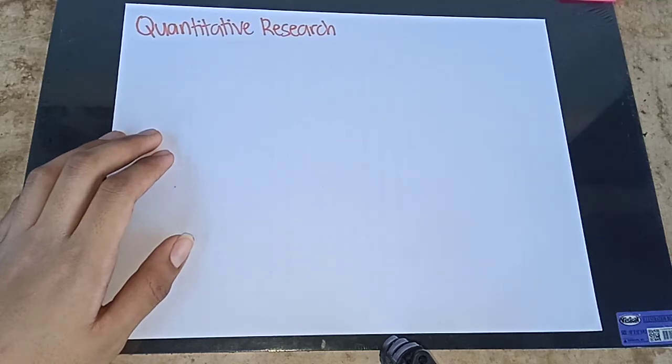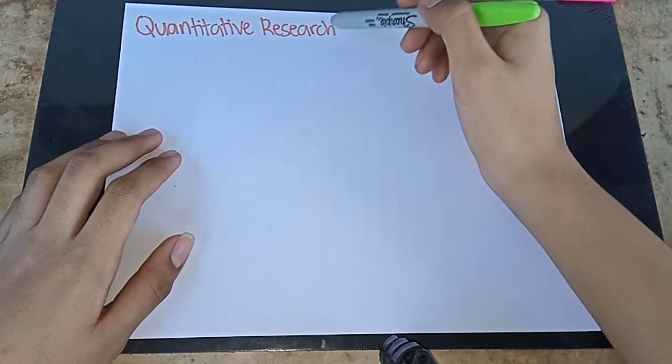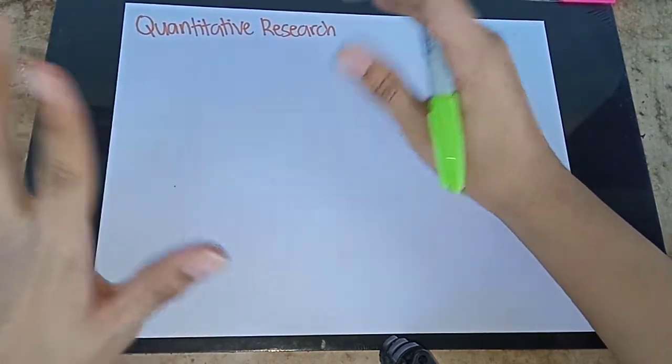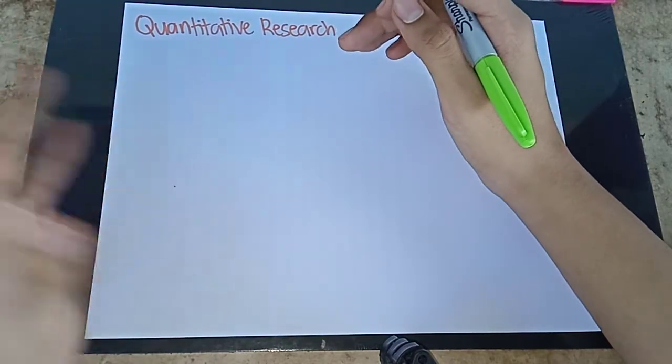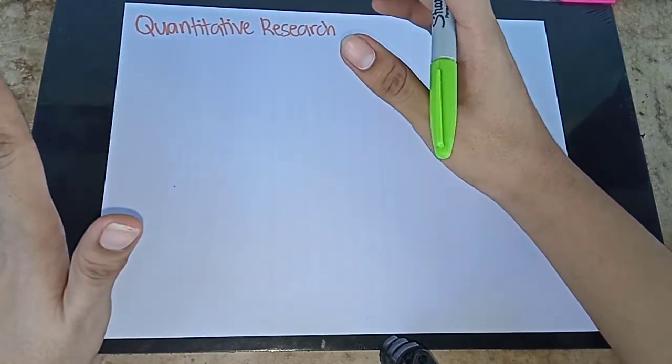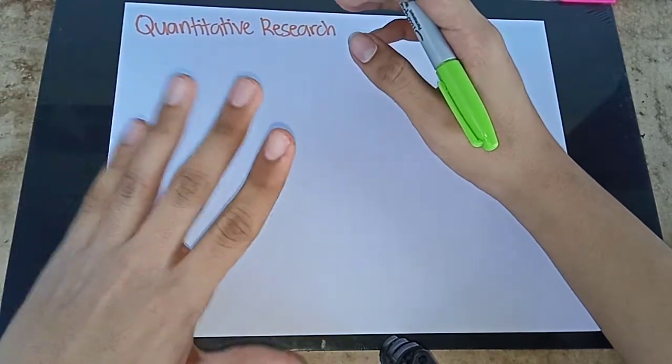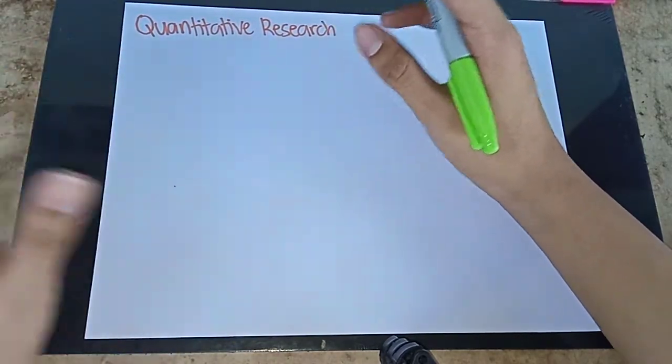So in this video presentation, we will now discuss quantitative research. Here, I will just give you first an overview about quantitative research, and later on, after the discussion of research processes, it will be discussed even further, with the types, characteristics, advantages, disadvantages, and everything.